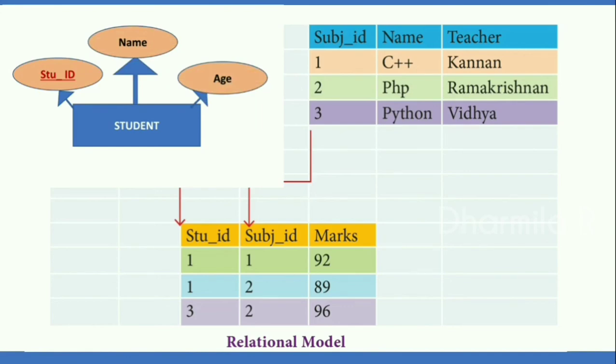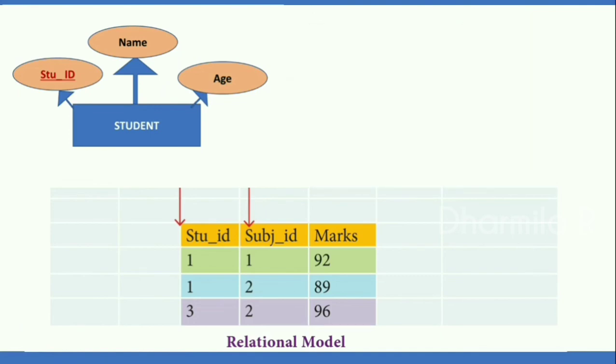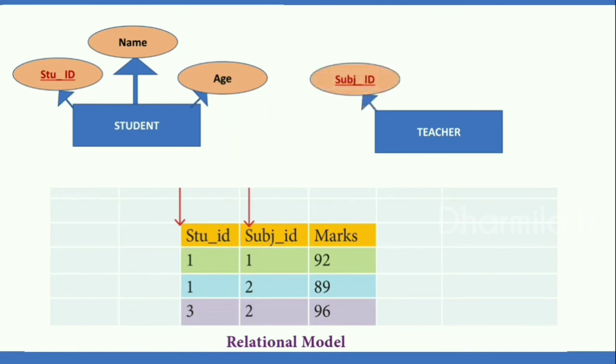Similarly, the second table, subject ID, name, teacher. Subject ID is set as primary key. So you can convert this table also. Entity name is teacher. Since it is all about teacher detail, I have given the name for entity as teacher. And the first attribute is key attribute, that is subject ID. Second attribute is name. Third attribute is teacher.